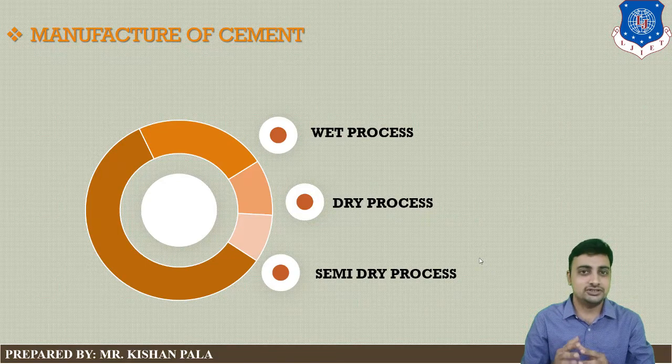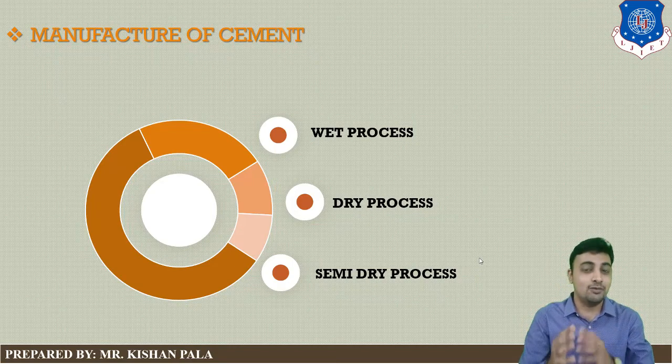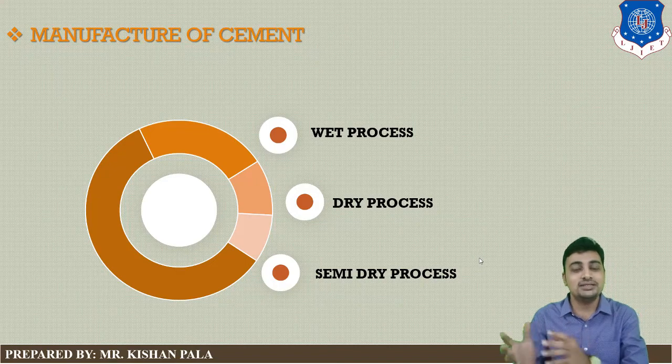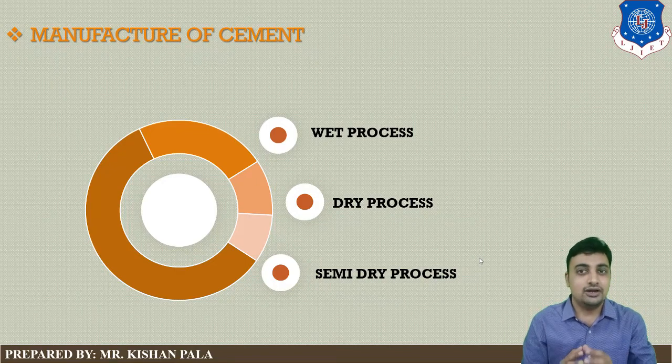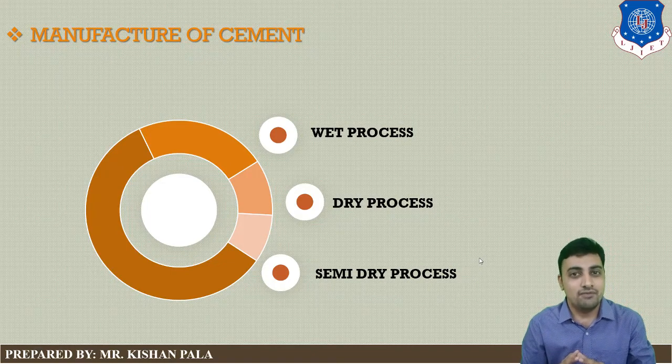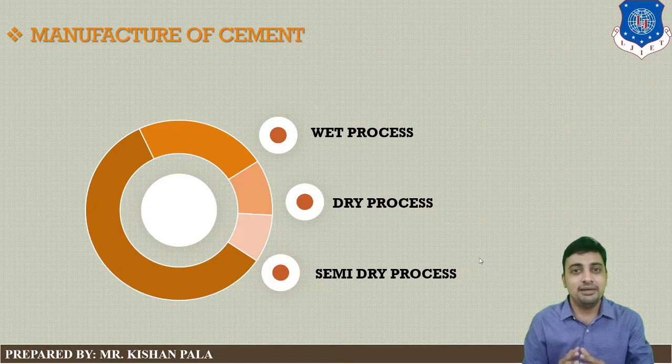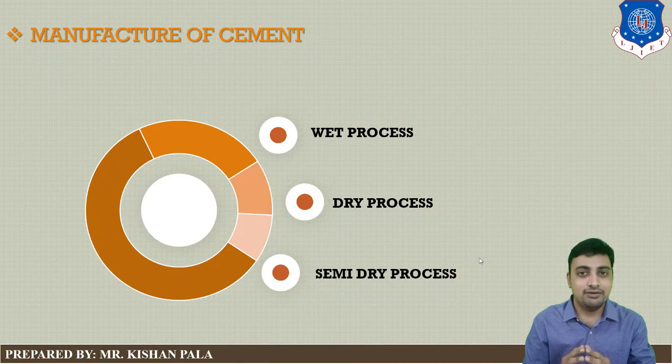In the wet process, the raw materials are mixed wet and slurry is formed. In the dry process, the raw materials are mixed dry in the correct proportion and the raw mix is formed. And in the semi-dry process, the raw materials are crushed and fine powder is formed. So these are the three methods, and you can apply any one for the manufacturing of cement.